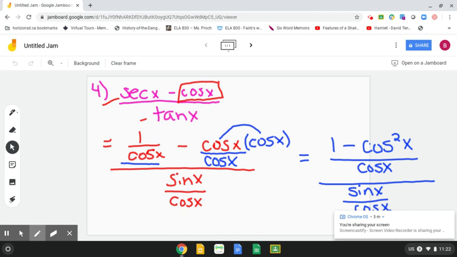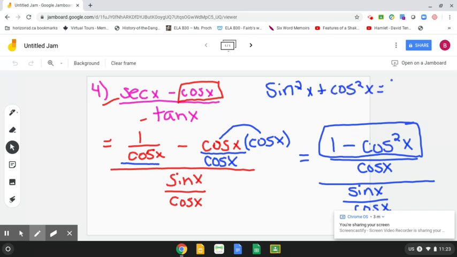I'm kind of liking this, because right here, 1 minus cos squared x is a Pythagorean identity. On your formula sheet, you would see something like sine squared x plus cos squared x equals 1. So you have to manipulate it. You have to subtract the cos squared x on both sides so that you get this. So 1 minus cos squared x is the same thing as sine squared x. So we're going to write that.